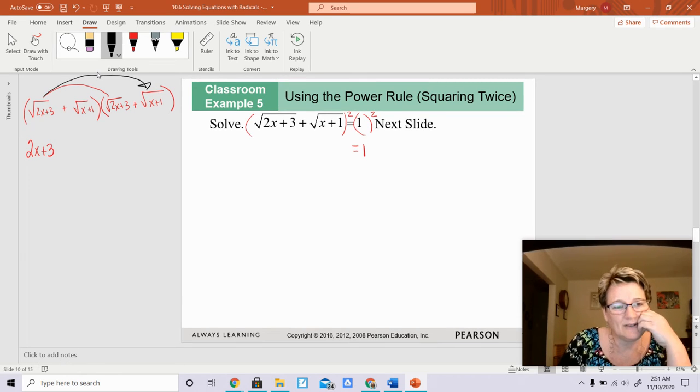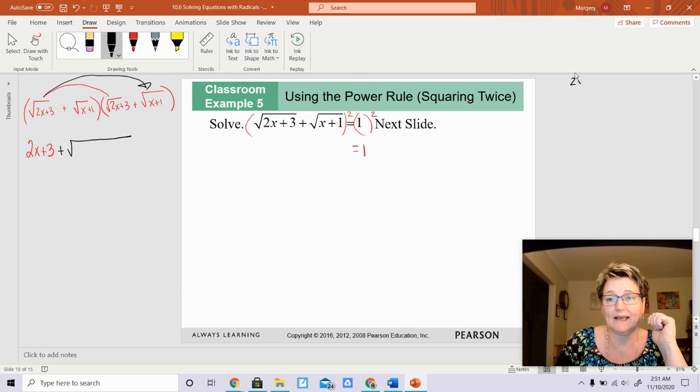So here's the weird part. I'm going to get plus the square root. Now this is going to be ugly because it's going to be 2x plus 3 times x plus 1, and this is all going under that radical. So this times this is 2x squared. This times this is a positive 2x. This times this is a positive 3x. And this times this is a positive 3.